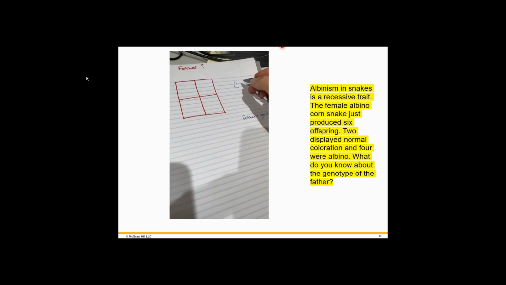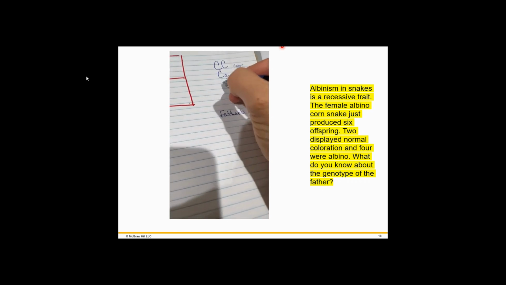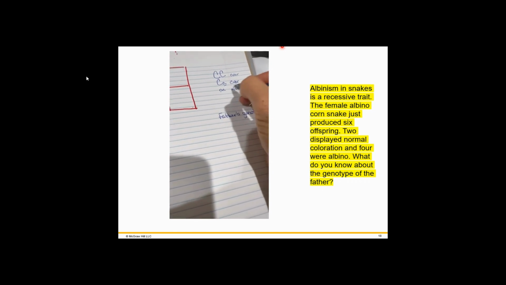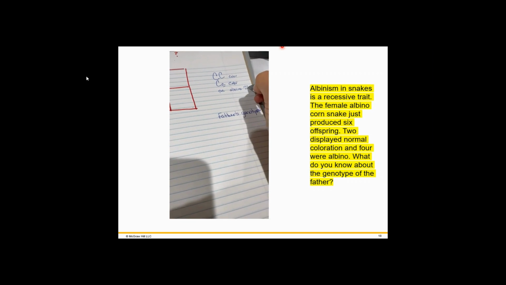Okay, so it says that albinism in snakes is a recessive trait, and an albino does not have color. So we're going to set up our genotypes as a capital C. This is going to be homozygous dominant. So this is a genotype. This is definitely going to have color. Heterozygous would be a capital C, lowercase c. That is still going to have color. To be albino, you are going to have 2 of your recessive alleles show up. So you would have to have 2 lowercase c's to be albino, with basically no color.